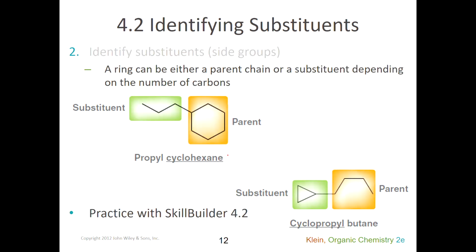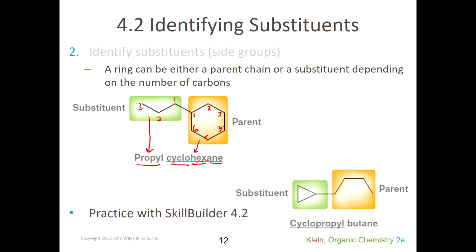Let's look at some more examples, just illustrating step 2. So here I find 1, 2, 3, 4, 5, 6. My parent chain has 6 carbons. None of them are unsaturated, and it's a ring. So my parent is called cyclohexane, and there's a 1, 2, 3 carbon group hanging off of that, and so that's a propyl. Right, so the 3 carbon group hanging off accounts for the propyl, and the cyclohexane accounts for the 6 carbons in the ring.